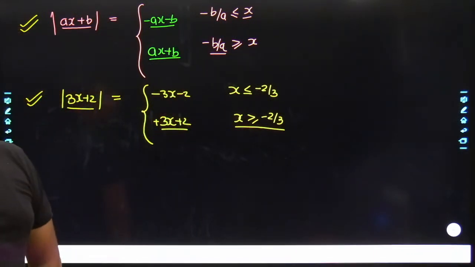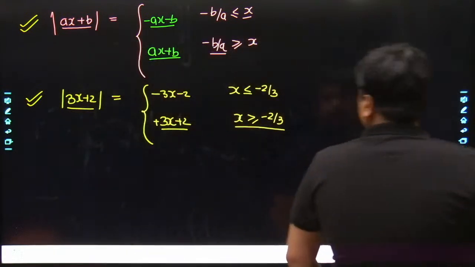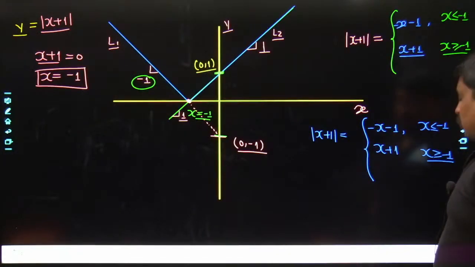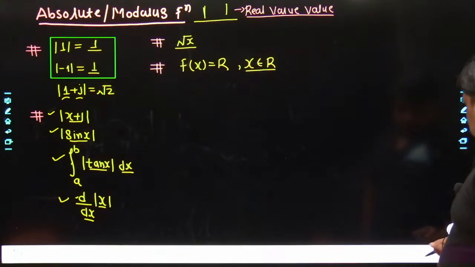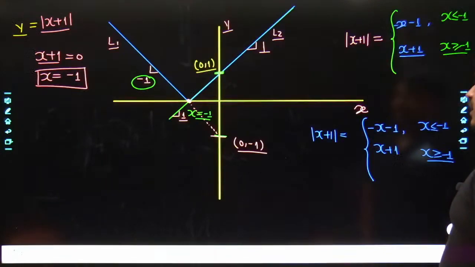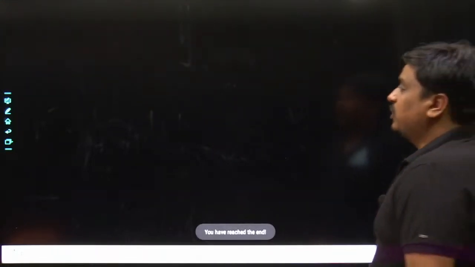I would like to ask each one of you, till this point is each and everything clear or not? Probably it must be clear. So we were talking about the modulus function of the linear or straight function. Let me move ahead.